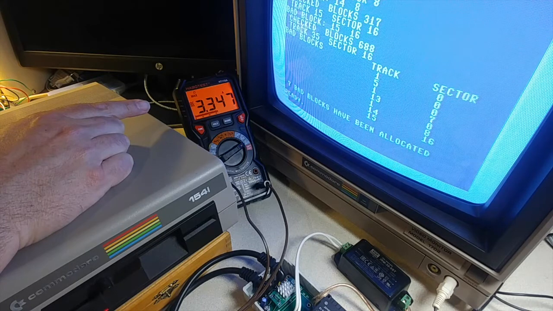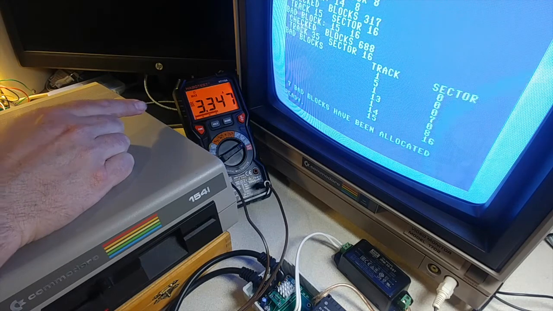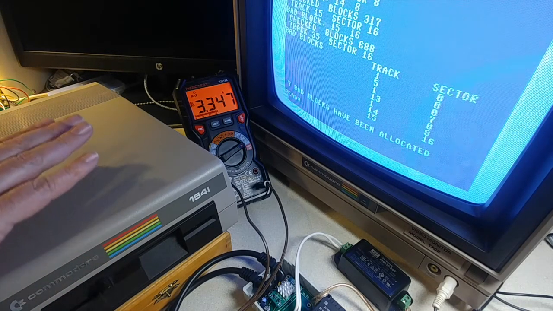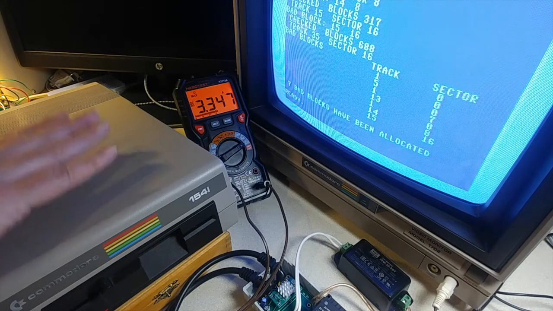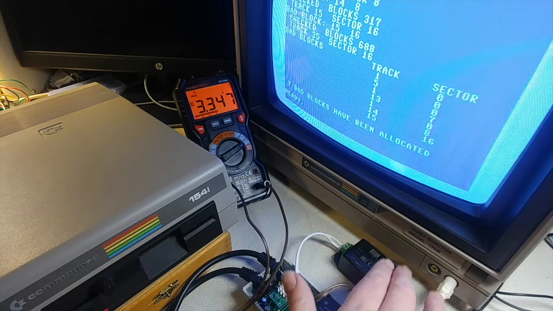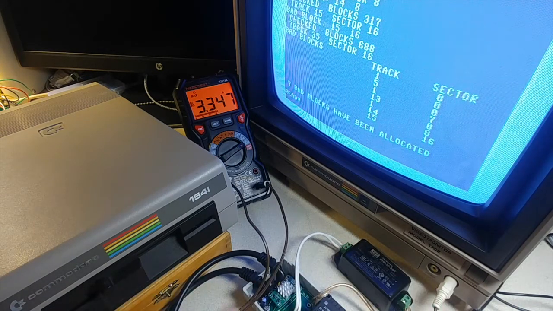So 5.09 times 3.979 yields 20.25 watts. So I think we've got pretty good evidence that the combination of my 64 and my modified 1541 for DC power sometimes draws more than 20 watts of power from the 5-volt supply, which is also, of course, the one that's the basis for the 12 volts. We had a successful run.